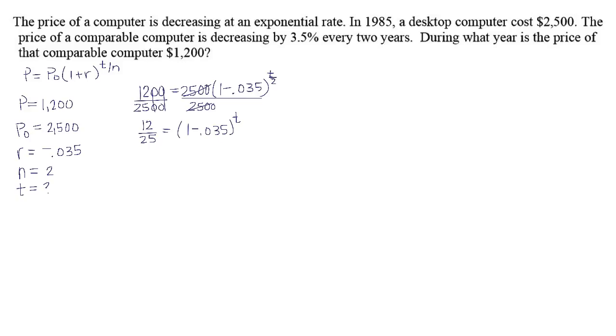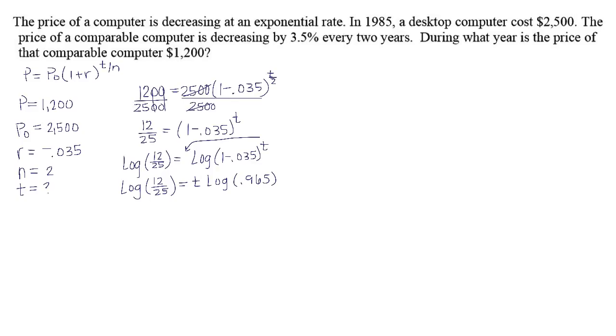And this is where we're going to need to do our log of both sides. So we're going to have log of 12 over 25 is going to be equal to log of 1 minus 0.035 raised to the t power. I wouldn't worry about separating or any of this because we will type all of this final information into the calculators. Now we do need to move our variable time to the front, and so that's t times log of 0.965. I'd go ahead and subtract those. And then finally we need to divide both sides by log of 0.965.